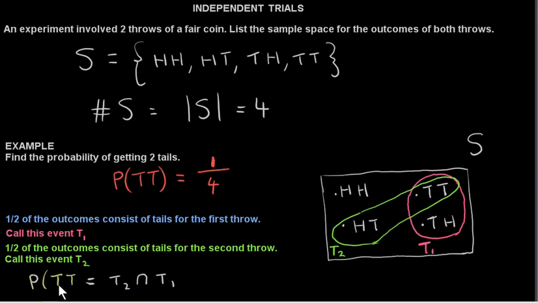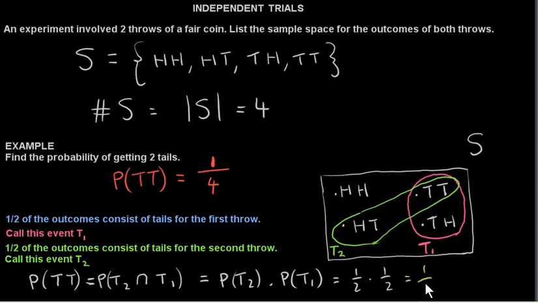So the probability of getting two tails, which we've calculated already, but I just want to look at set notation for it. Well, we know that this answer is 1/4. We've seen that already. But we can arrive at 1/4 by multiplying the probability of T2 by the probability of T1. So that's a half times a half, which we know, as we've seen already, is 1/4. The probability of tails on the second throw is a half. It's just the probability of getting tails on any throw is a half.